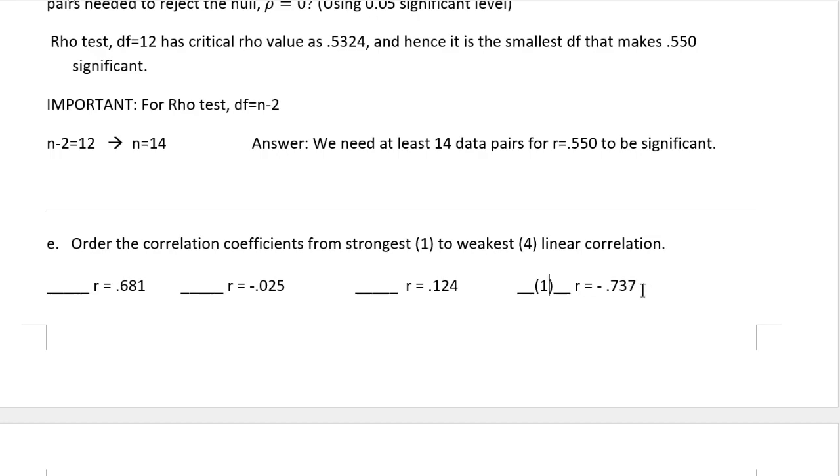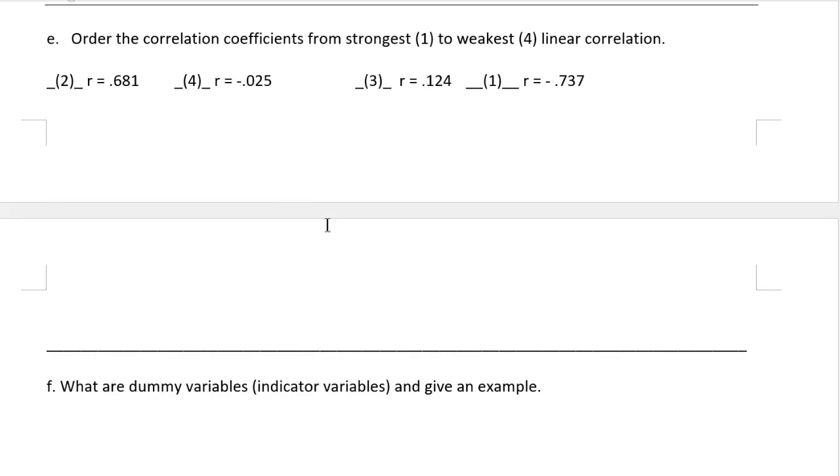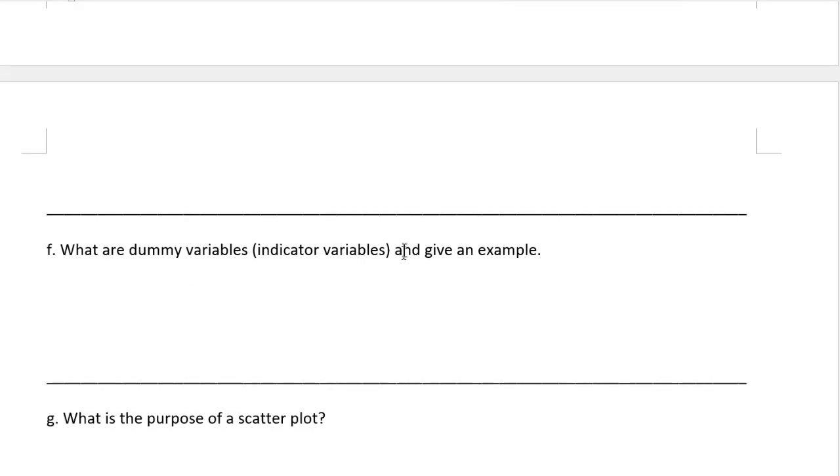And the next biggest value is 0.681, so that will be our number 2. And then the absolute value of this is 0.025, which is less than 1.124. This would be number 3, and therefore the weakest one will be number 4. Okay, so these types of questions, if it's on the exam, it's just there so that you can have some freebies. Okay, what are dummy variables, and give an example?